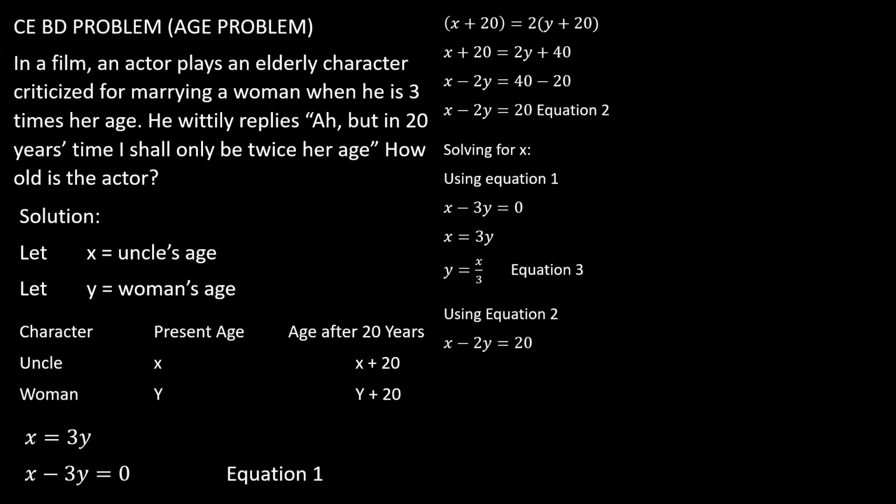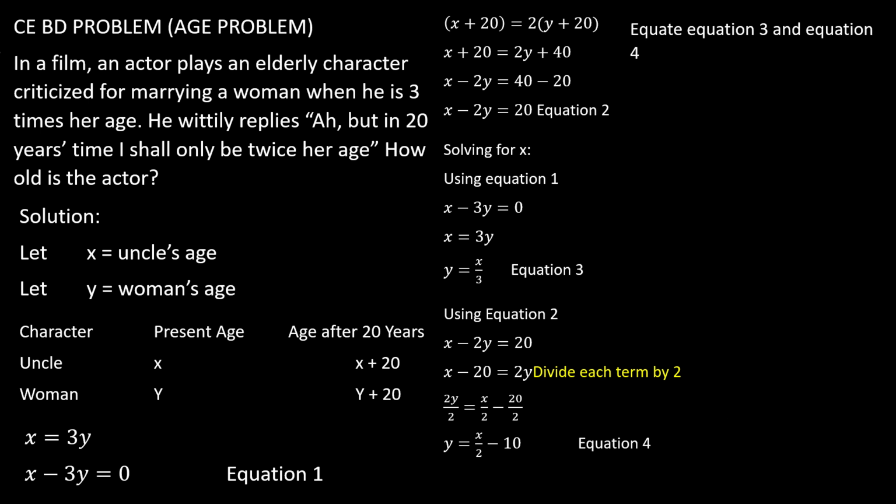Let us now try to use equation 2, and our equation 2 is x minus 2y equals 20. After the transposition process, our equation now is x minus 20 equals 2y, and so that we can solve for the value of y, let us divide each term by 2. And now we have 2y over 2 equals x over 2 minus 20 over 2. Let us now simplify our equation. Y now is equal to x over 2 minus 10, and let it be our equation number 4.